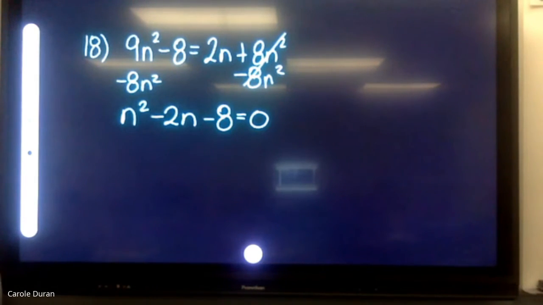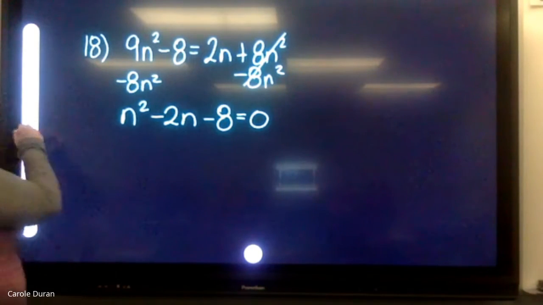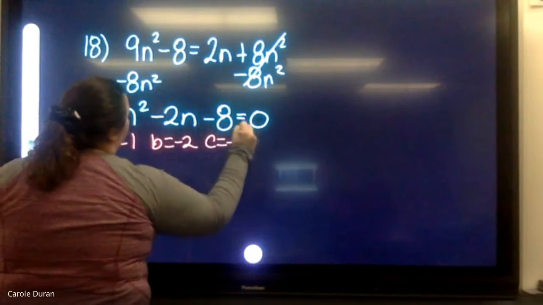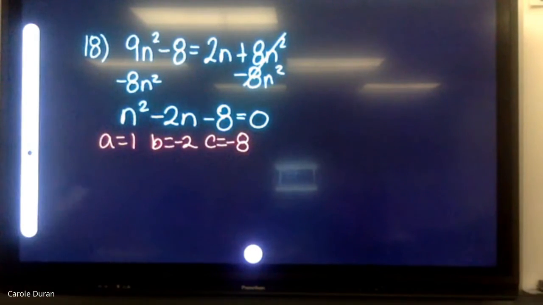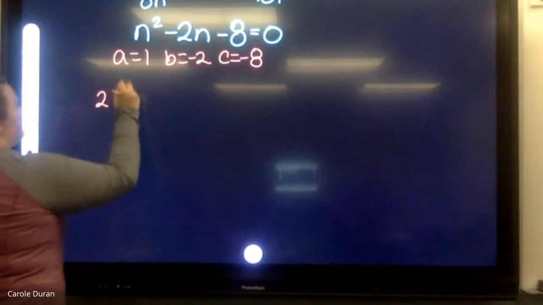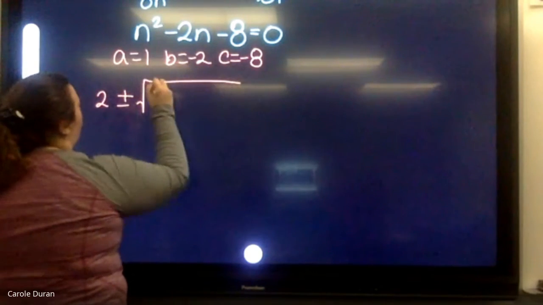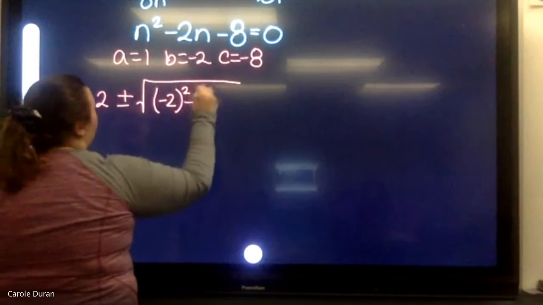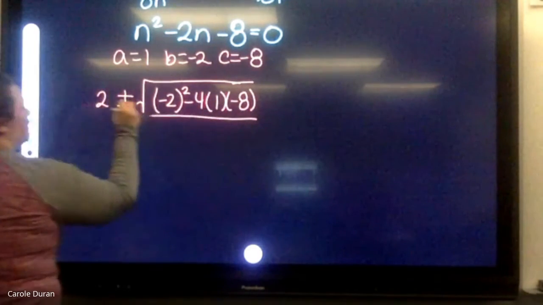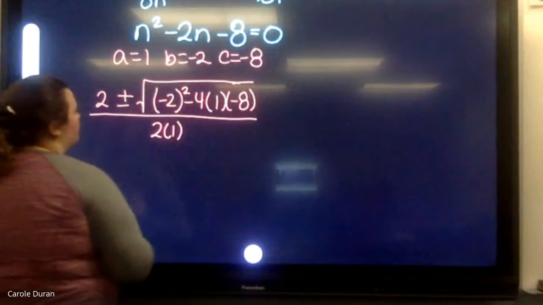Okay, if I'm using the quadratic formula, what do I need to identify? A, B, and C. A here is 1, B is -2, and C is -8. And then I just take that and I plug it into my quadratic formula. So I'm going to have the negative of -2, which is +2, plus or minus the square root of -2 squared minus 4 times A times C, all over 2 times A.